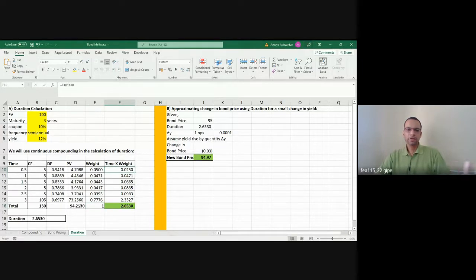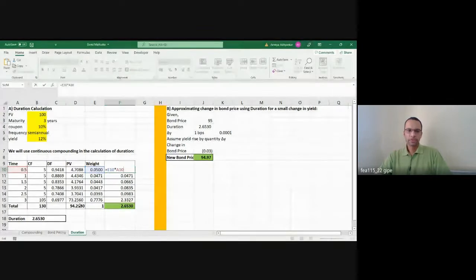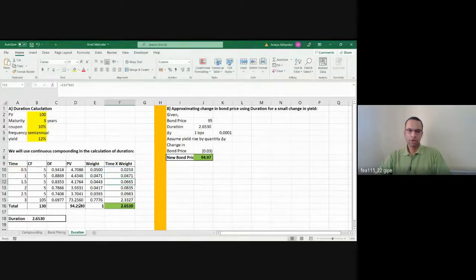Next, I calculate the time weighted number. So I have my time steps and I have the weights which I have calculated. So again, a simple multiplication. You don't need to note this down. I'll email you this Excel later on, so you can go through this subsequently as well. Just focus on the approach right now.